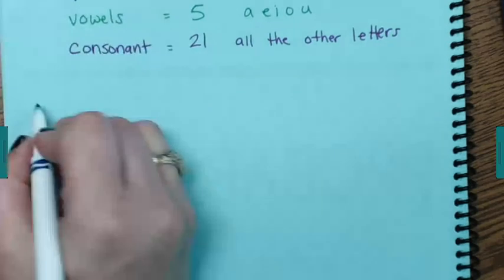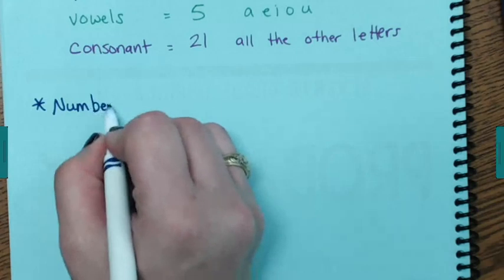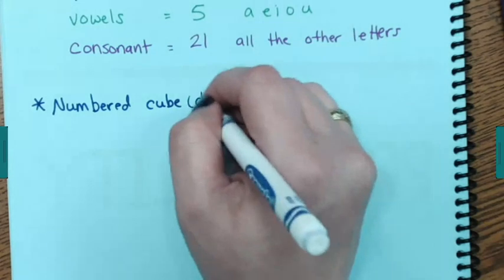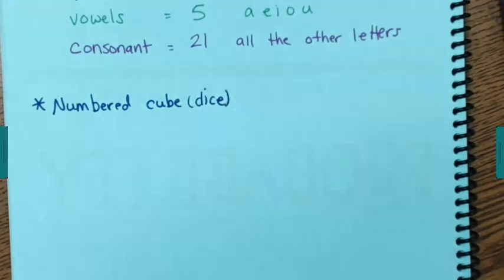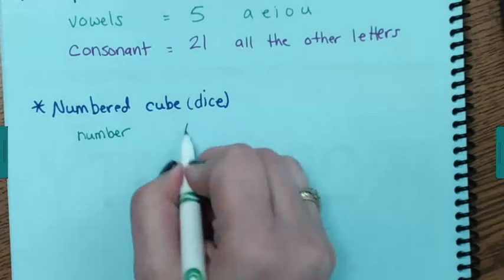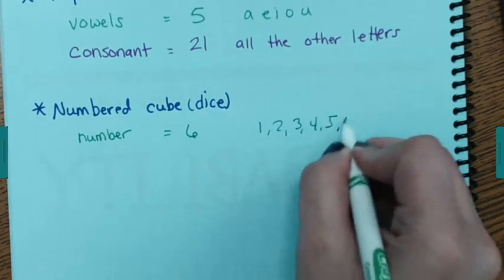Another word we're going to see a lot is a numbered cube. This is a fancy word for a dice. They don't like to use the word dice, I was told, because they don't want you to associate this with gambling. Even though we use dice in all kinds of games, they use numbered cube. Just know that it's a number dice. There are the numbers 1 through 6. There are 6 numbers: 1, 2, 3, 4, 5, 6.